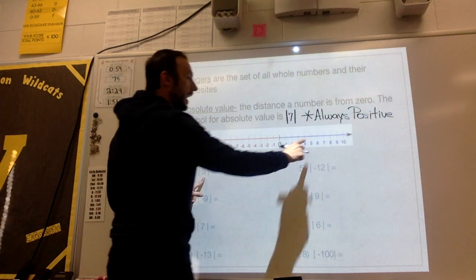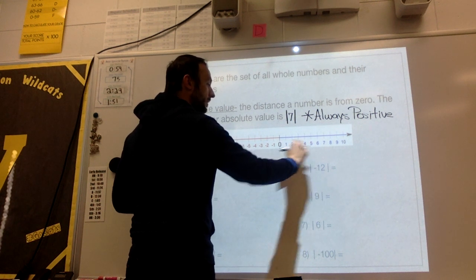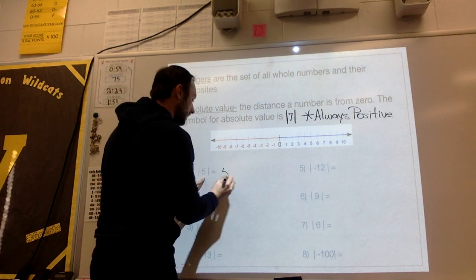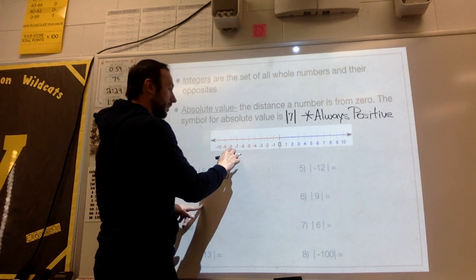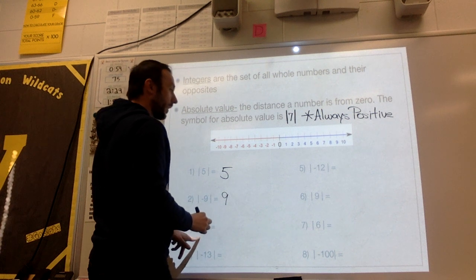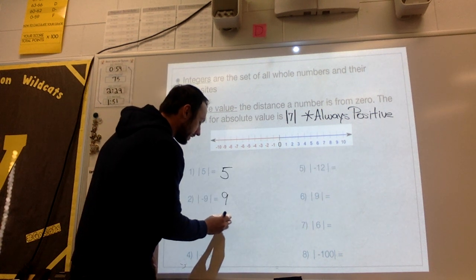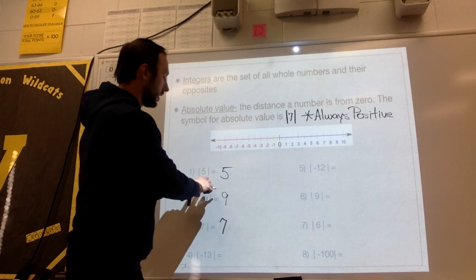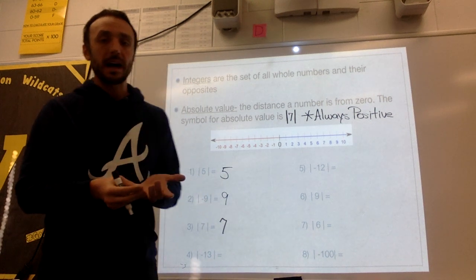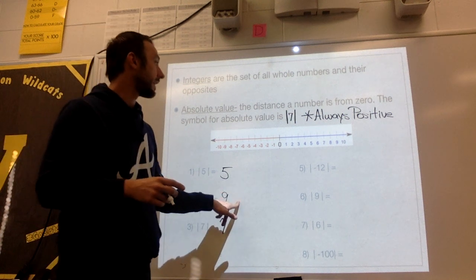Because if I start at 5, how far away from 5 is 0, or how far away is 5 from 0? 5 steps. How far away from 0 is negative 9? 9 steps. How far away from 0 is 7? 7. If you notice, it's literally just the number in the absolute value bars. You should make that number positive. If it's positive, it stays positive. If it's negative, it becomes positive.